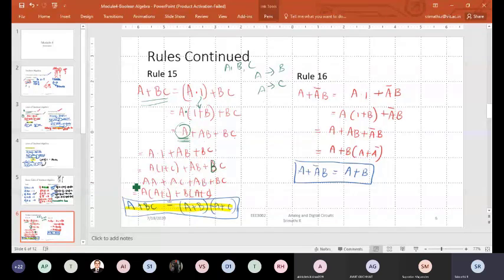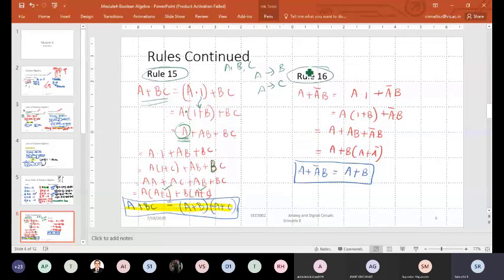Now, take a commonly out. This is a into (a plus c) plus b into (a plus c). So now it is normal algebra: (a plus b) into (a plus c). So now a plus bc can be written as (a plus b) into (a plus c). This is rule number 15.